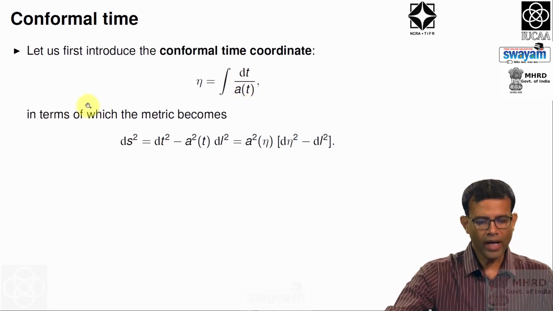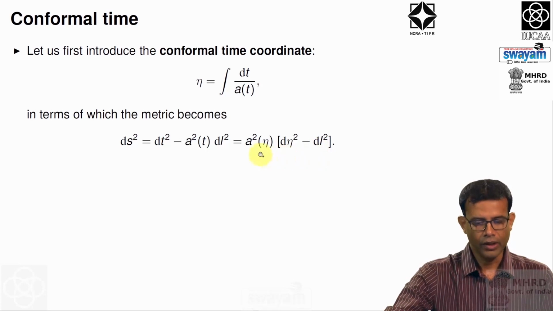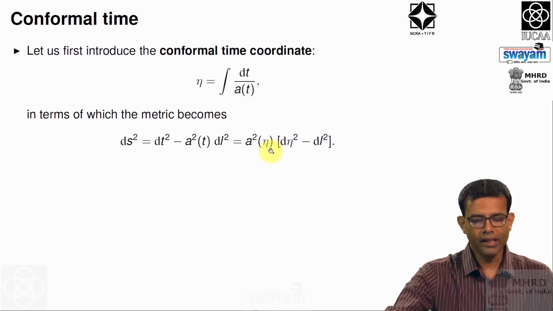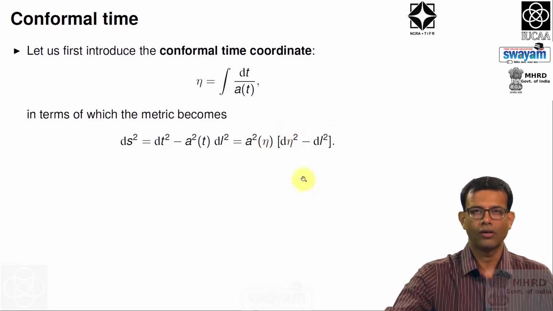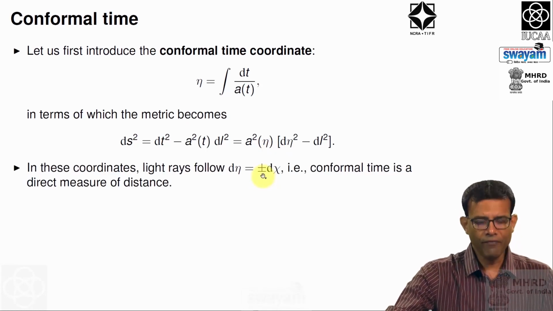Now, if I want to write the metric in terms of the conformal time, what happens is this: the metric is a square, which now has become a function of eta, times d eta square minus dl square, the spatial part. So, you can see it has taken a somewhat different form, in the sense the a square is sitting in front of the rest of the metric. Many things simplify in this metric.